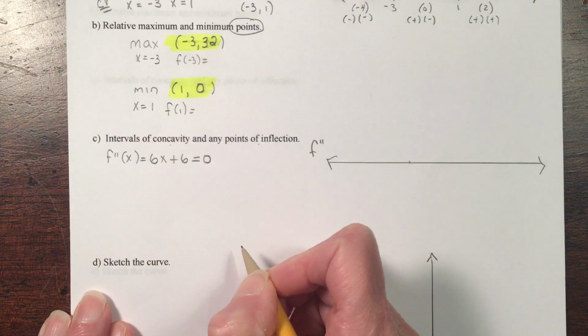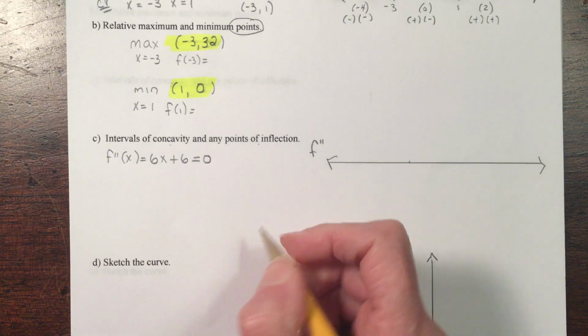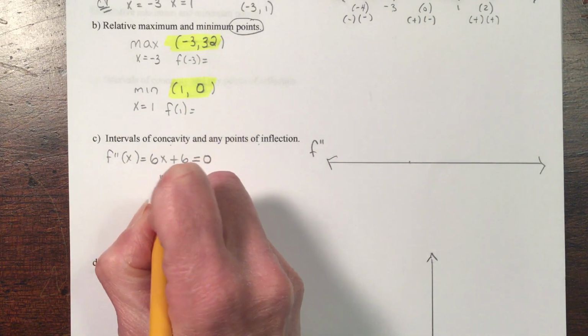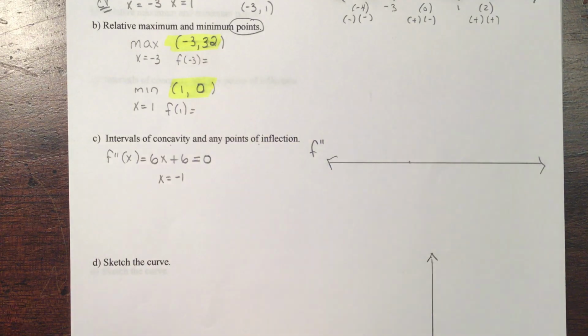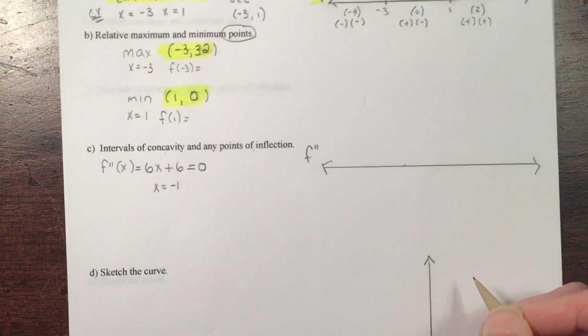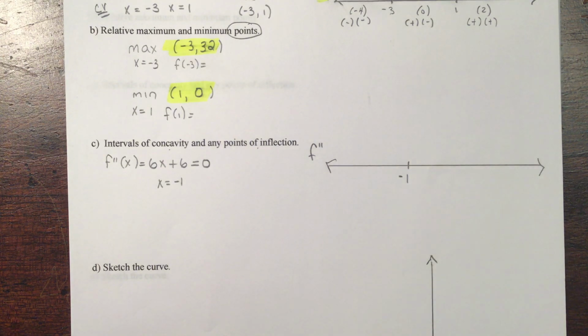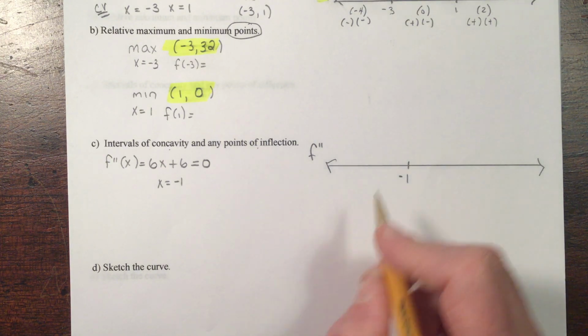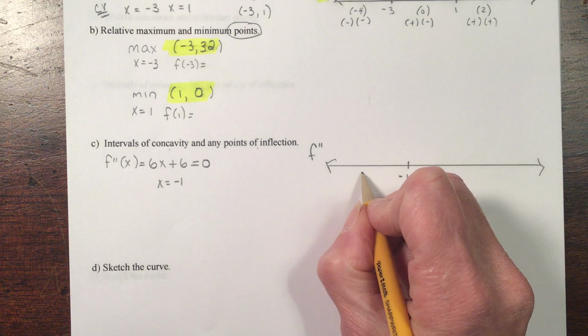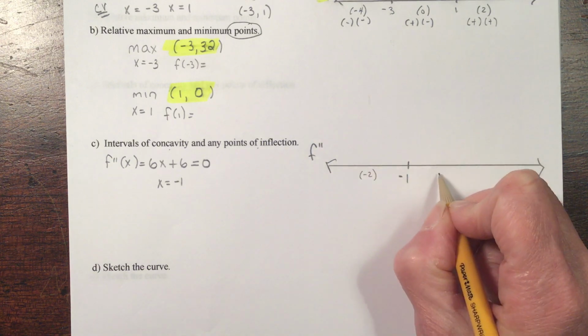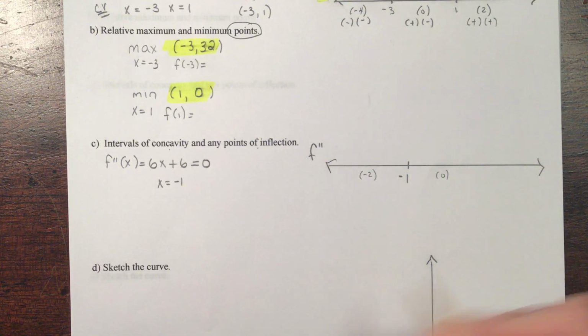My critical values are going to be found when I set the second derivative equal to 0, and that occurs when x equals -1. Okay, so I'm going to put -1 on my number line. I'm going to pick a test number in each interval. By now, I'm assuming these steps are second nature to you.